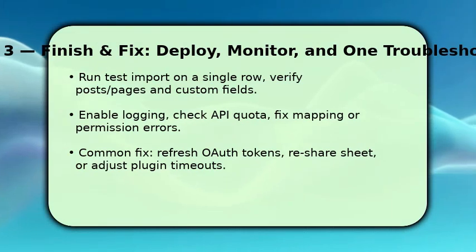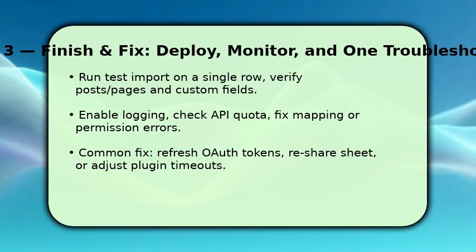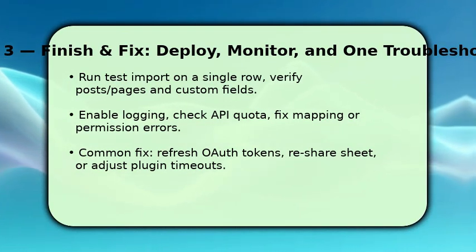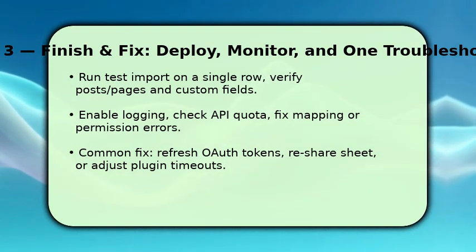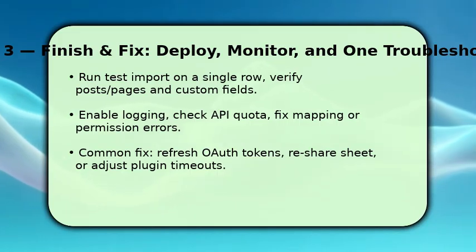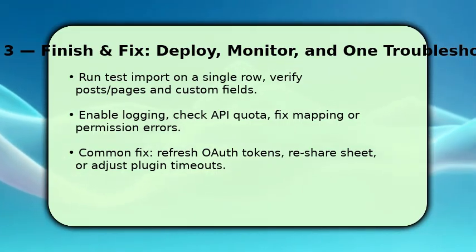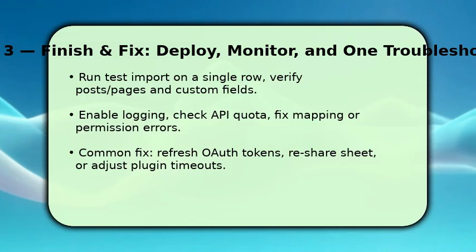Finish by running a controlled test. Import a single row and verify the resulting post, page, or custom field so you confirm format and mapping. Once satisfied, enable logging and monitor API quota and cron execution to prevent silent failures. These logs tell you why a sync failed.